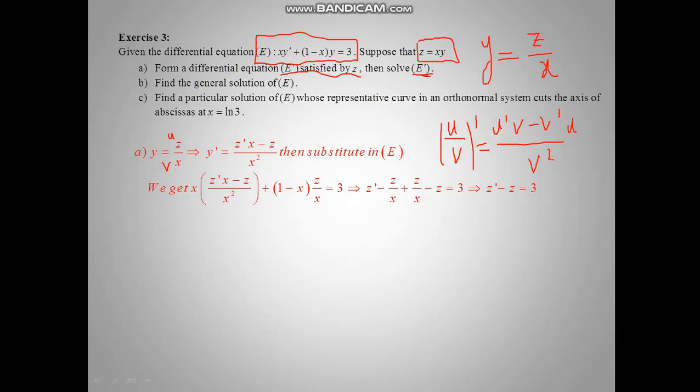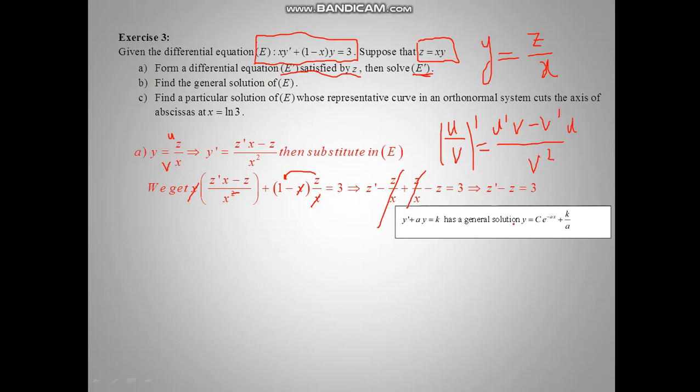So we get here x times y prime plus (1 minus x) times y, so z over x, equals 3. When we simplify the x and the square, we get here z prime x over x, so z prime only, minus z over x, plus here we have z over x times 1, so z over x, minus x z over x. We simplify the x and the x, so we get minus z equal to 3. Now minus z over x plus z over x we simplify, so we have z prime minus z equal to 3.